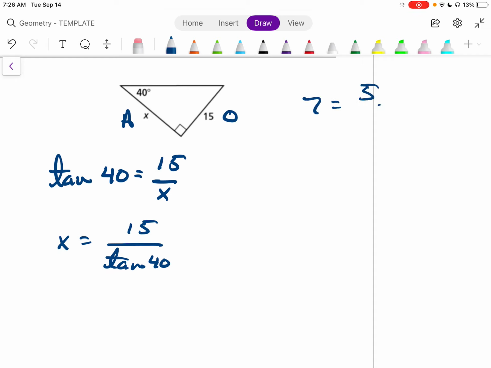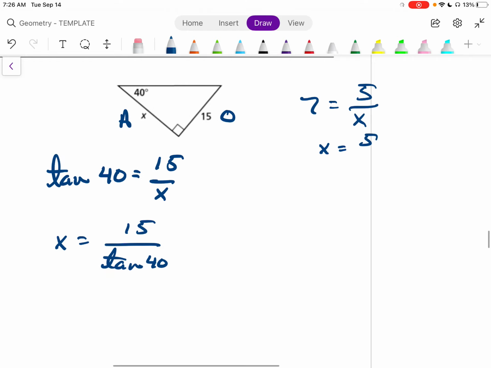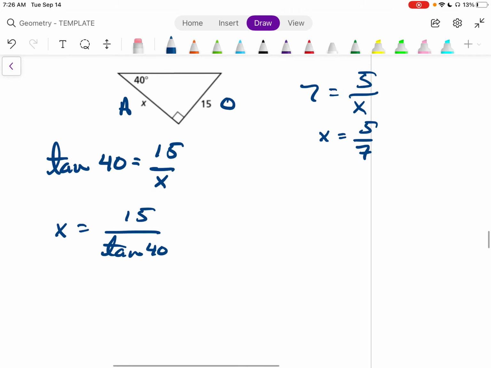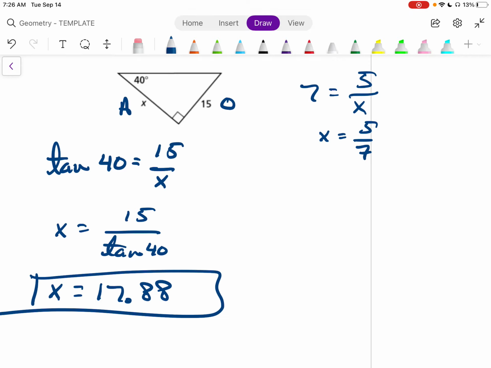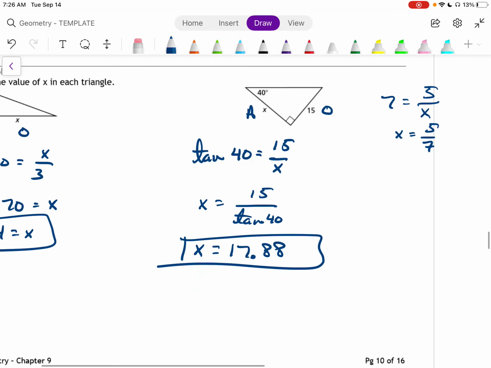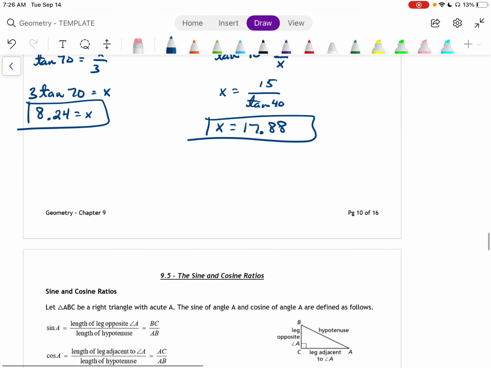7 equals 5 over x. I can solve for that, and it would be x equals 5 over 7, right? I'm doing the same algebra there as I did with the tangent. To get x by itself, 15 divided by tangent 40 gives me 17.88. All right, that is section 4.